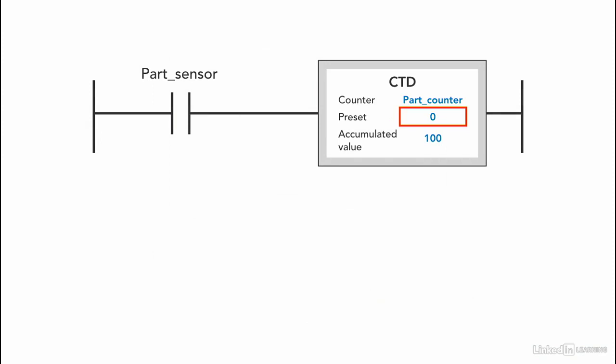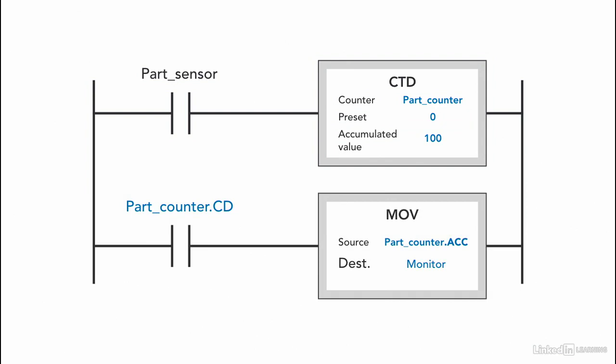So each time a part is completed and passed through the sensor, the accumulated value will be decremented by 1. When all 100 parts have been made, the accumulated value and the preset value will be 0. The done bit of the counter is activated at that point, when the accumulated value is equal to or greater than the preset value. The value that we need to send to the monitor is the counter accumulated value because we want to see how many parts are left. We name it as the counter name .ACC, which is the accumulated value. And I'm going to use a move instruction to move it to the monitor.